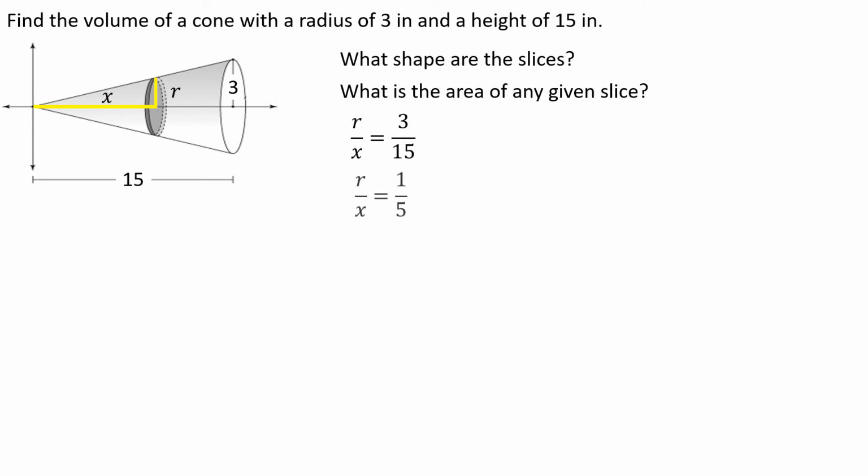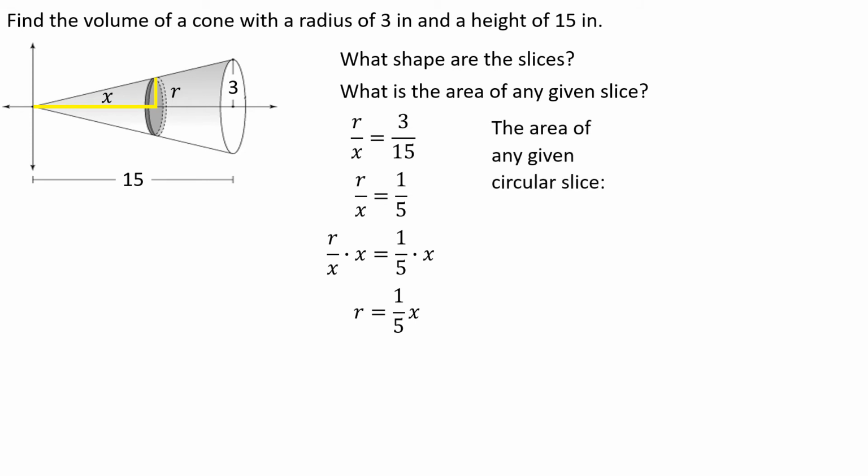So let's multiply each side by x. Oh, I goofed up again, just like last video. I reduced the fraction first, right? 3 over 15 is 1/5. Now I can multiply both sides by x. So the radius of any given slice is 1/5 times the value of x.